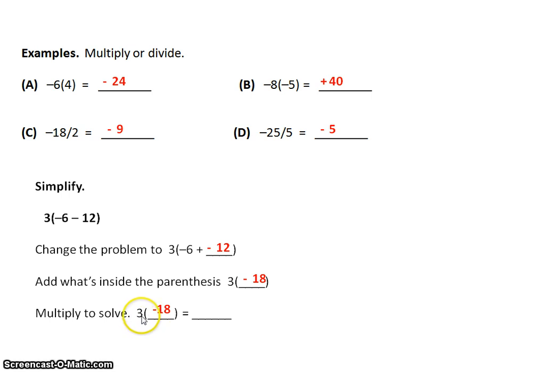I have a negative times a negative. So both of them are negative. So I know that my product is going to be positive. Now I'm going to take 3 and I'm going to multiply it by 18 and I come up with 54. So my product will be positive 54.